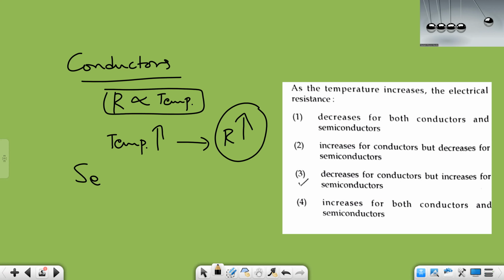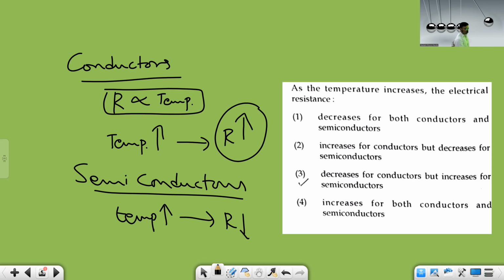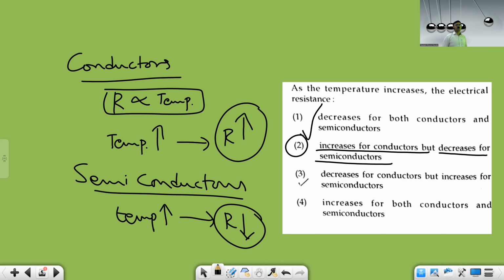For semiconductors, it is exactly the opposite. Semiconductors have an inverse relation, so as temperature increases, the resistance of a semiconductor decreases. The resistance of conductors will increase with temperature, but for semiconductors, it will decrease. So my answer is: increase for conductors, but decrease for semiconductors. My answer is the second option.